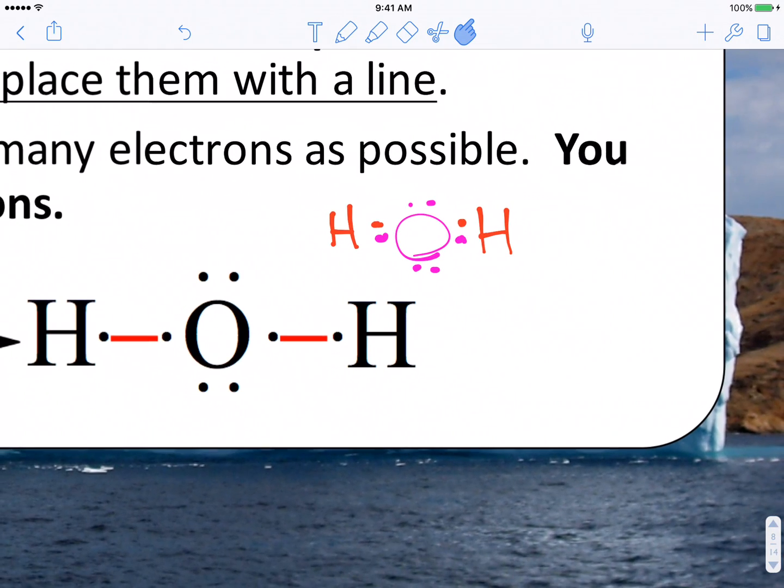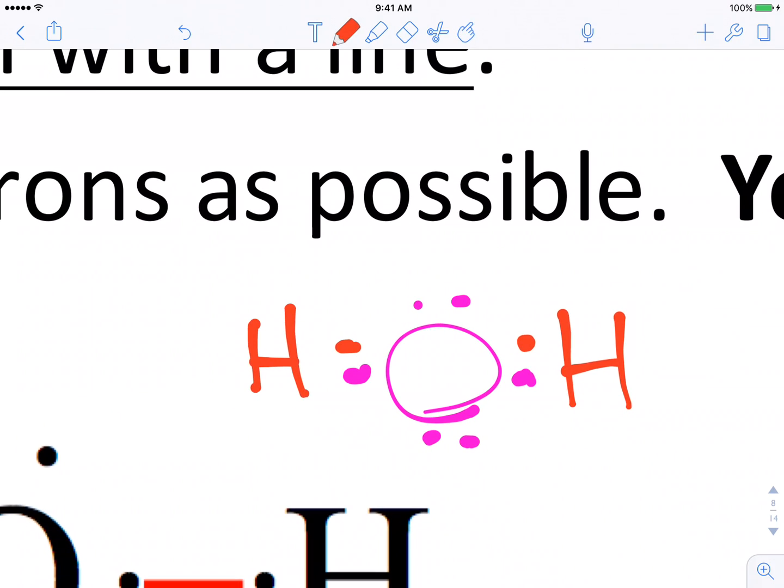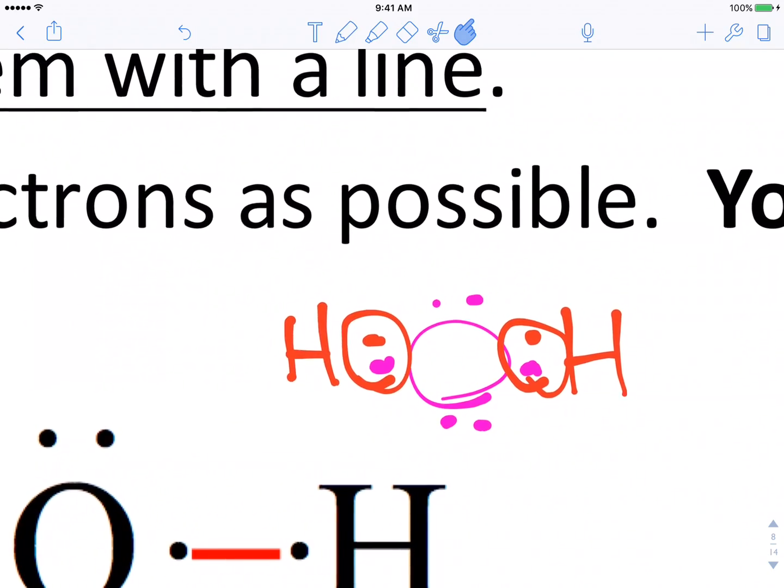That is okay. However, if you choose to do that, what I would recommend is that you circle. Because most of the time you're not going to have 2 different colors of ink, so that shows that they are sharing that pair of electrons between 2 different atoms.